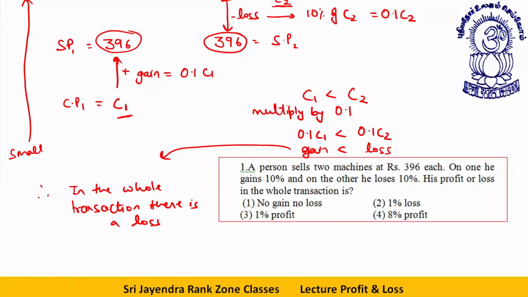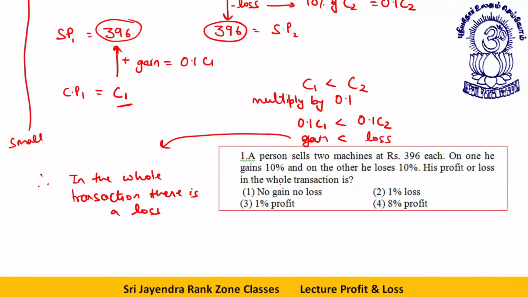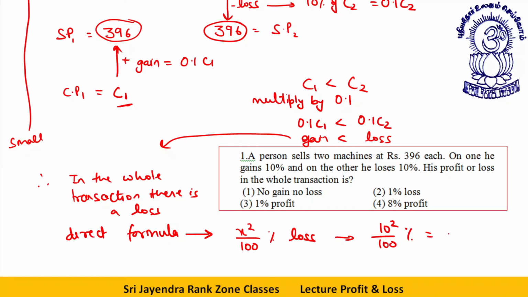Just one more small thing, and then I'll tell you the question. Now, the direct formula for such questions is that there is always a loss of x square by 100 percent, or I can say 10 square by 100 percent, or I can say 1% loss. Option 2.